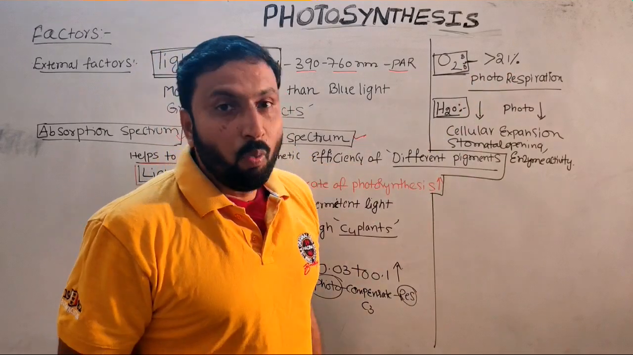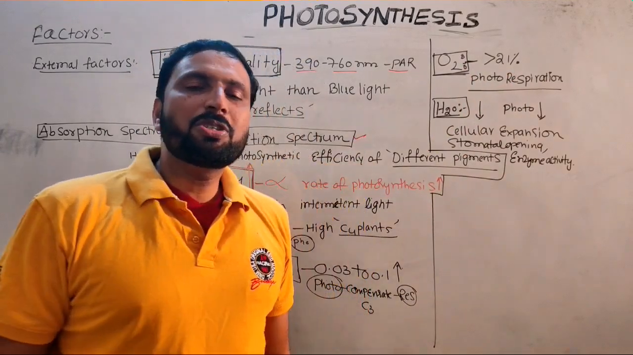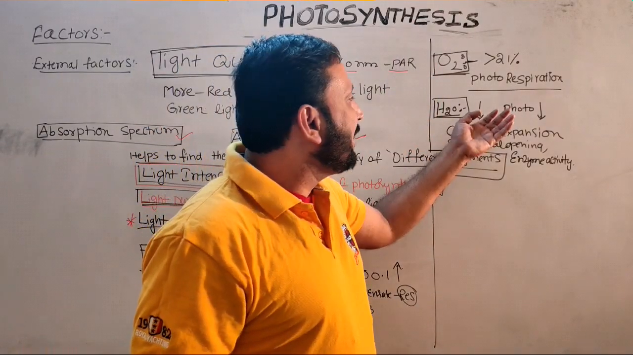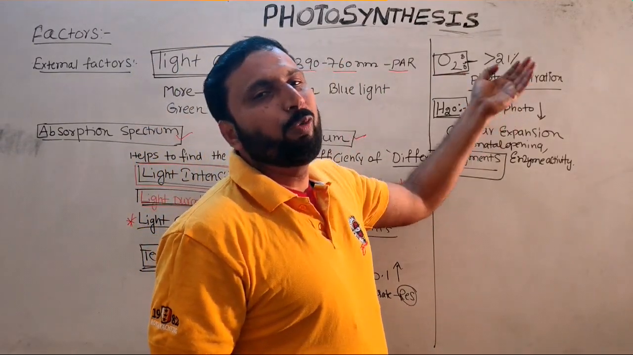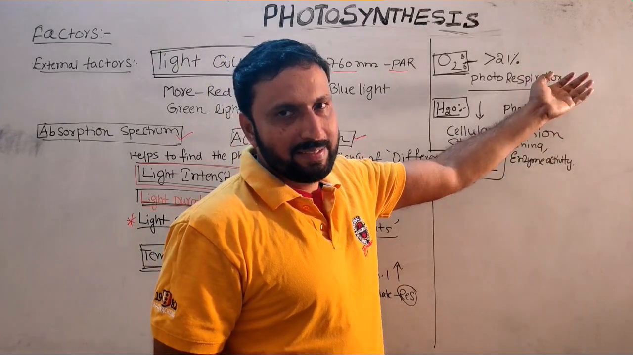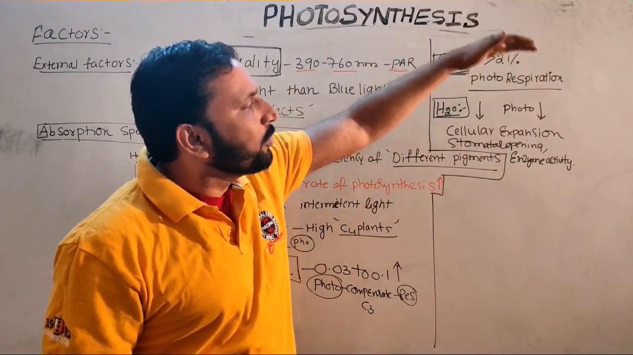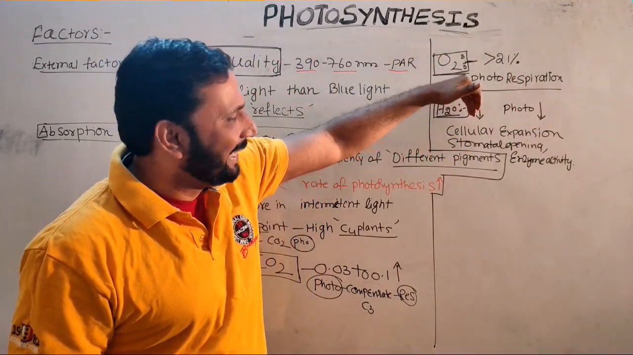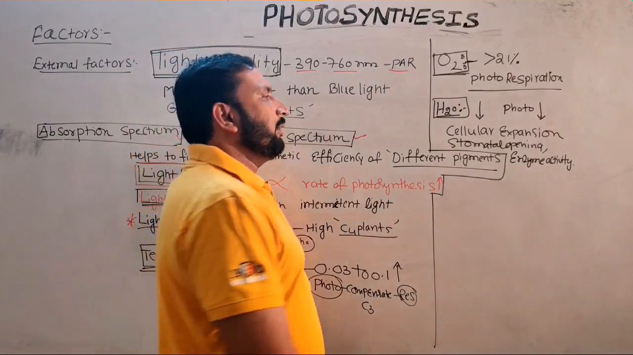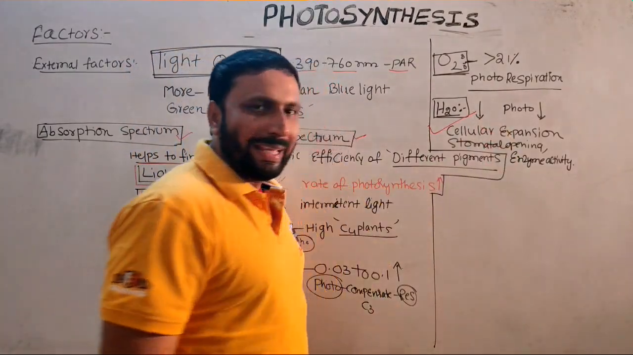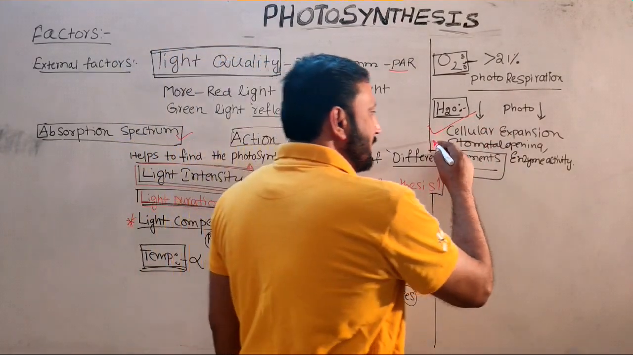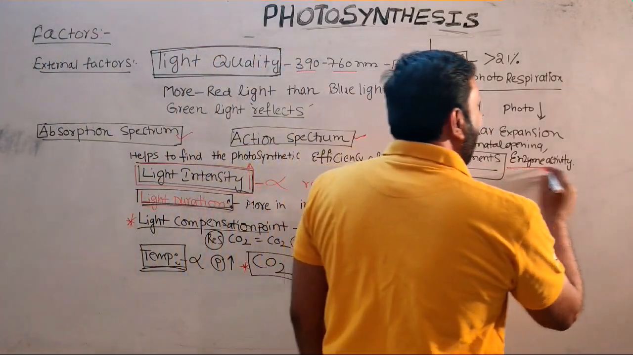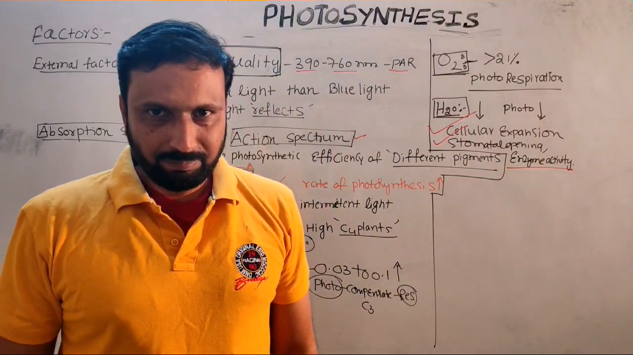Then when you go for water, water is the most important external factor. When water availability is more, photosynthesis also increases. So generally photosynthesis decreases when the availability of water is less, because water controls cellular expansion, water controls stomatal opening, and water is important for enzyme activity.